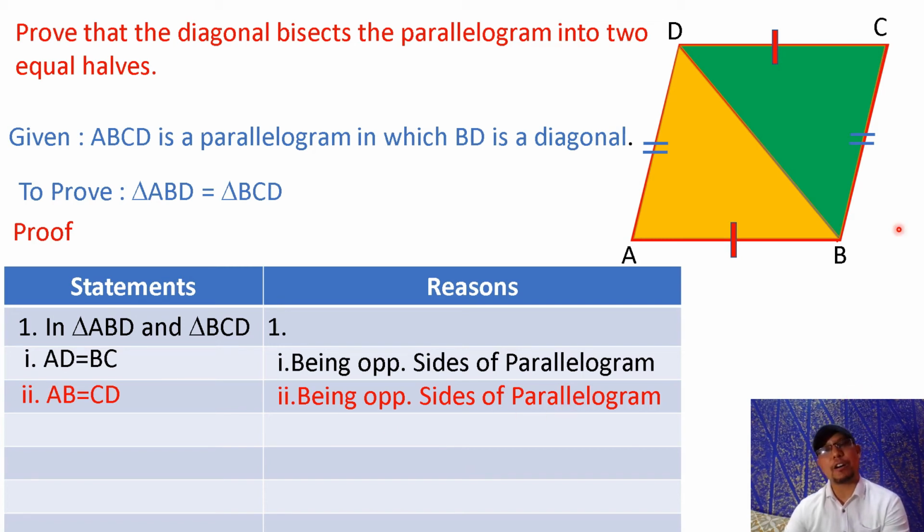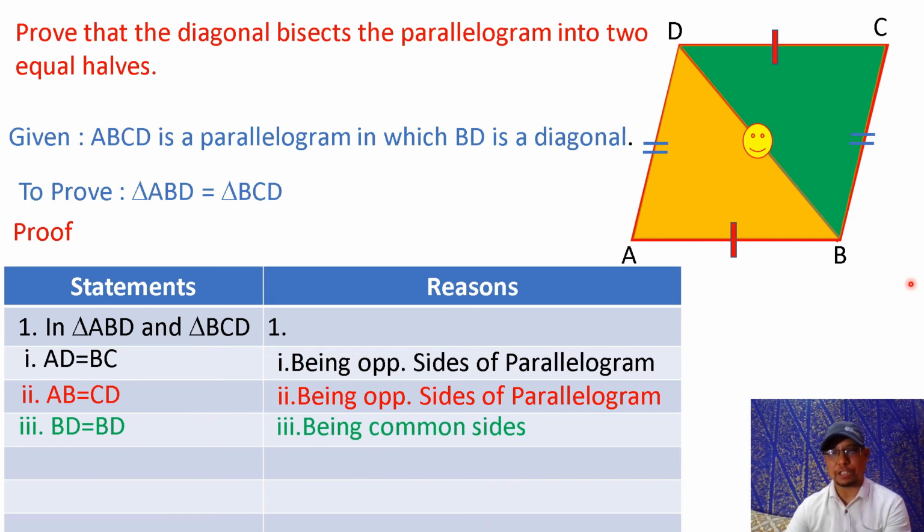Okay students, now again look at the figure. In the figure you are seeing this line BD. This BD is the common side of both the green triangle and the yellow triangle. So let's write in three, BD equals BD. Now what is the reason? The reason is the common side. Okay, now in four we can easily say triangle ABD is congruent to triangle BCD.